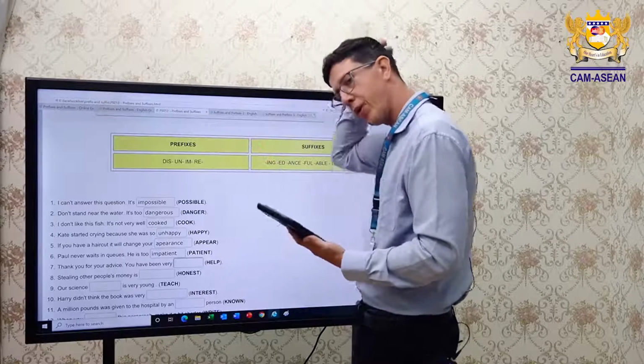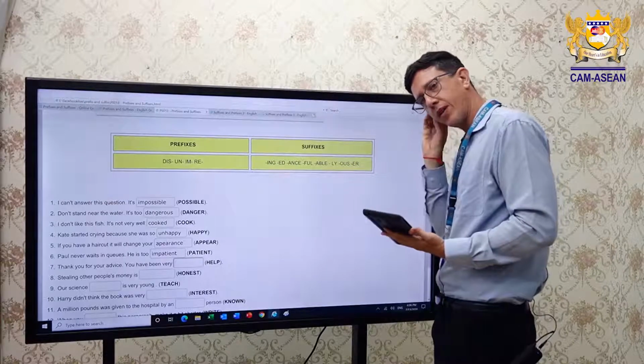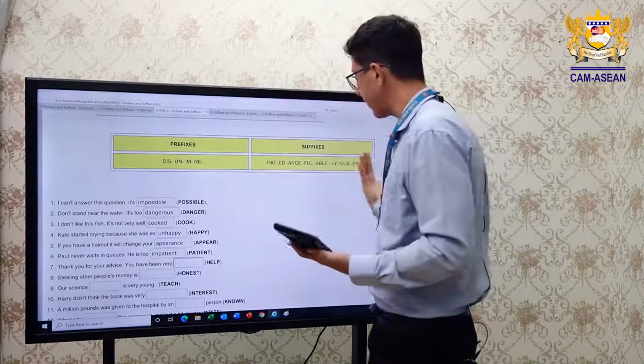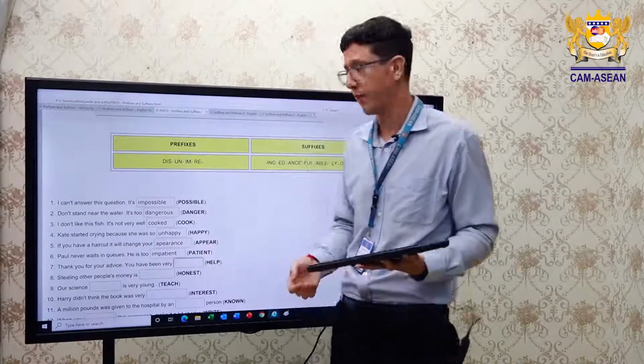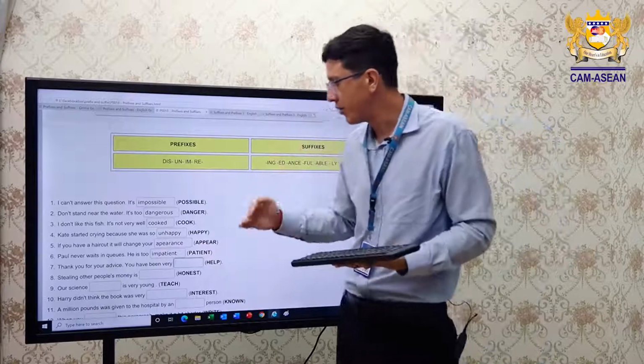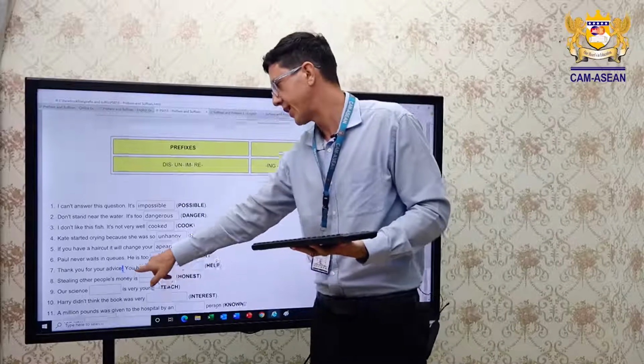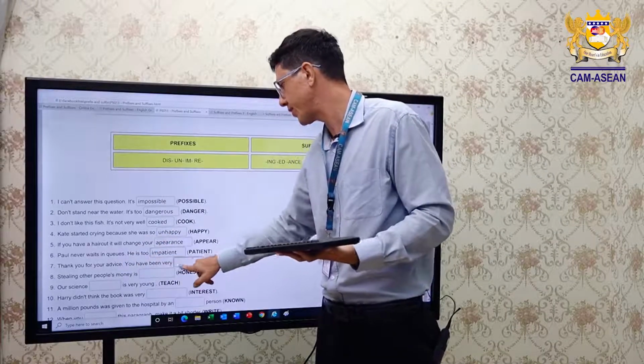We have to use both. Now this is the hard part. We can use both, always. Prefix changes meaning, suffix changes form, so it can always be both. So here we have to do both. Thank you for your advice. Oh, this one's not. So we don't use both here, just the suffix.